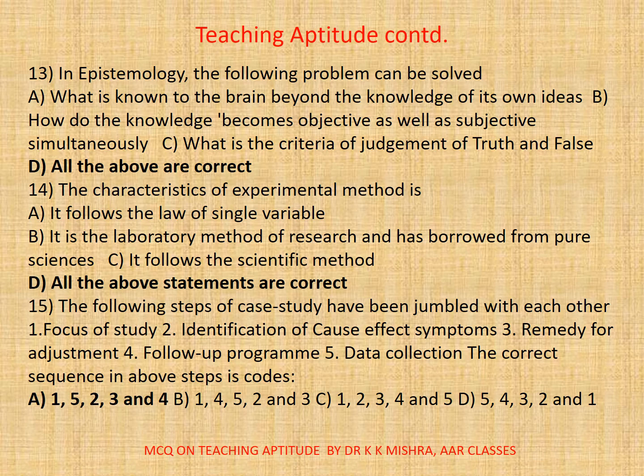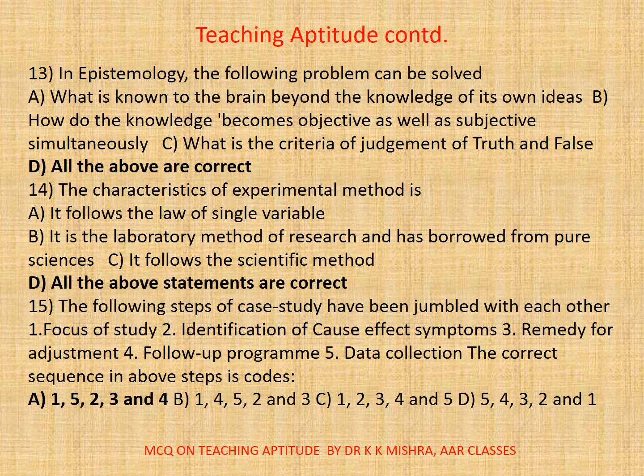14. The characteristics of experimental method are: A. It follows the law of single variable. B. It is the laboratory method of research and has borrowed from pure sciences. C. It follows the scientific method. Or D. All the above statements are correct. So the correct option is D. All the statements above are correct.